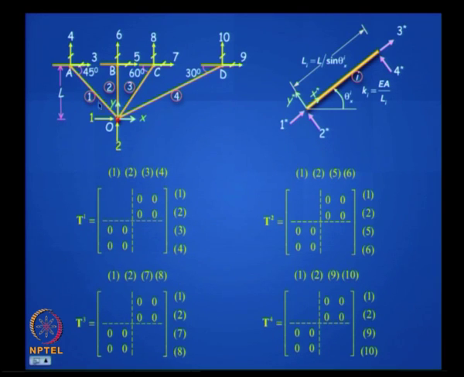For element 1, 1 2 3 4 are the connecting start and end nodes, right. 1 2 3 4 1 2 3 4. For element 2 we have already finished. For element 3 it is 1 2 7 8 1 2 7 8 which match with the local coordinates 1 2 3 4, and for element 4 it is 1 2 9 10. Does this make sense? Okay.